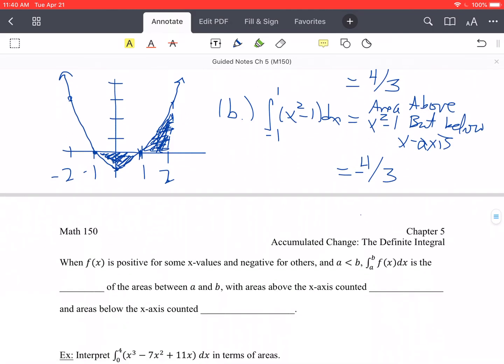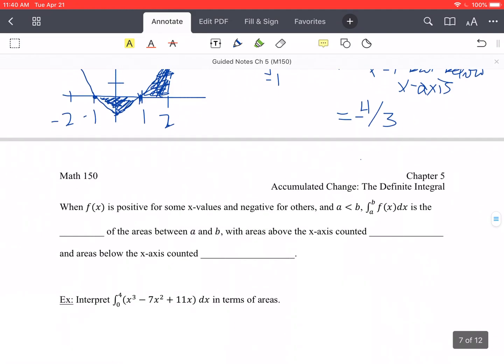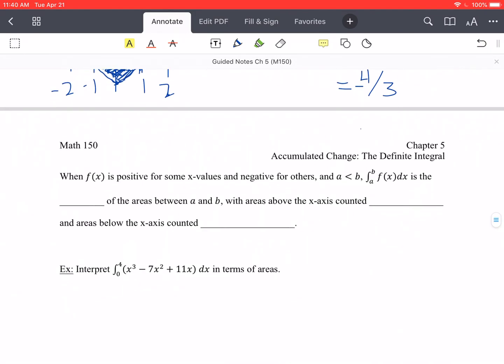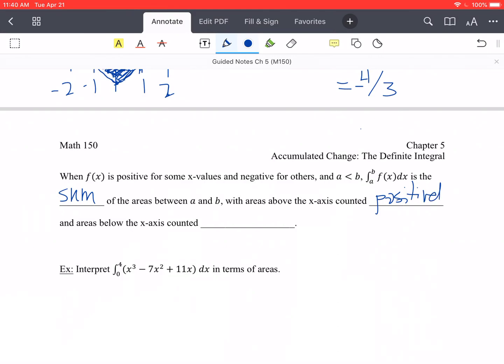Okay. Now, what if we have, like in this case, a combination, right? Because not every function is just above the x-axis or just below the x-axis. So when f is positive for some x values and negative for others, and a is less than b, then the value of the integral is the sum of the areas between a and b, with areas above the x-axis counted positively, and areas below the x-axis counted negatively.